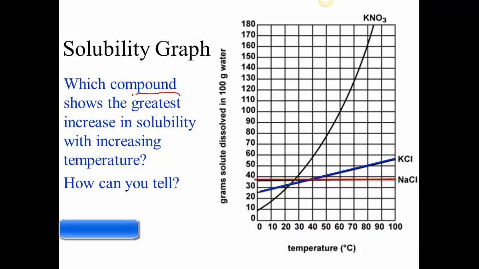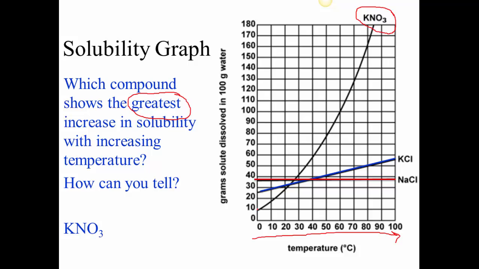And if you want to see which one is the greatest as temperature increases, you want to see which one has changed the most as you go from left to right. For that one there, you can see it's KNO3, because from where it starts down here at about 9, it shoots up to 180 up here. So it changes the most.